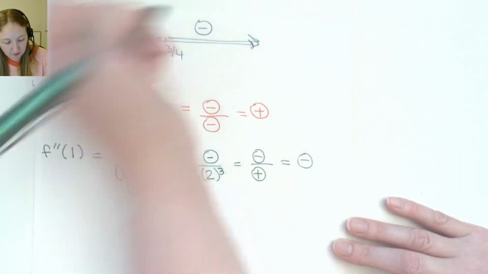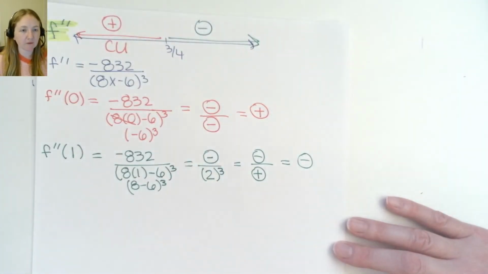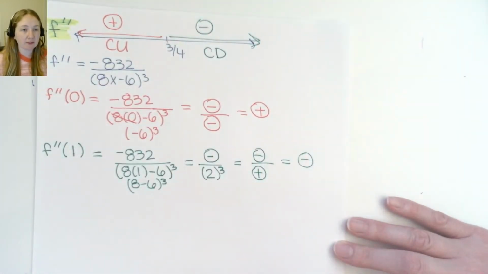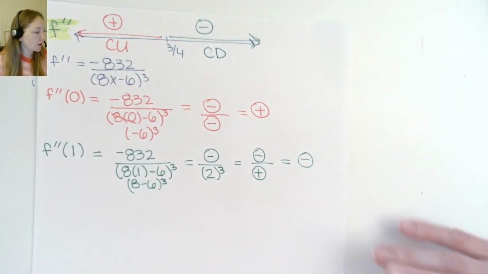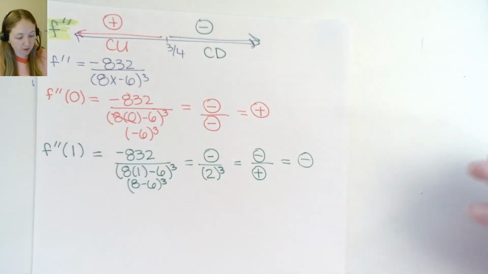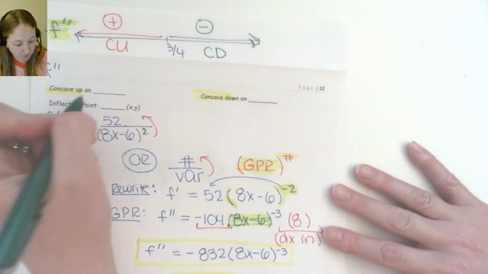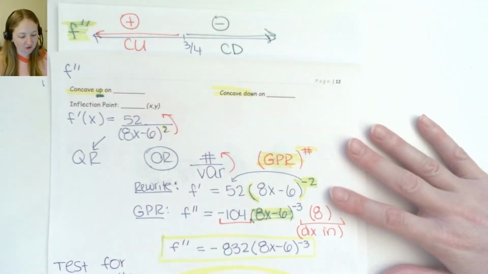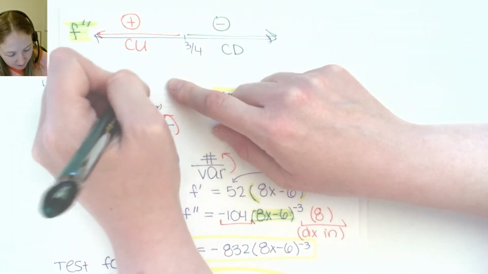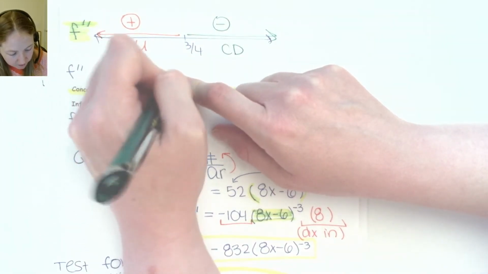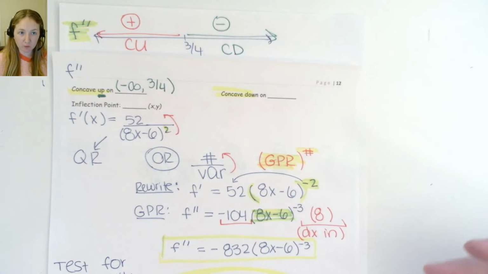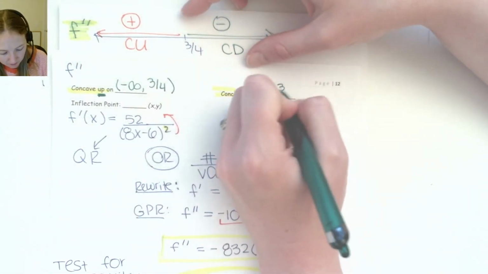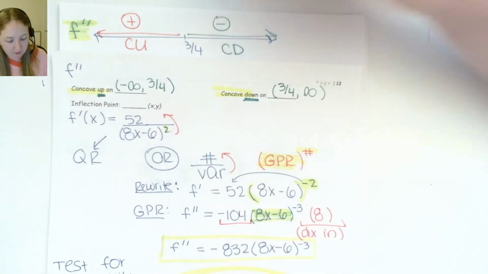Now, that negative, because we're talking about the second derivative, is going to tell us that it's concave down on that interval. So when you're working on the homework software, you will simply say that it's concave up. Always make sure you read that very carefully to make sure you're reporting the correct answer. Concave up on negative infinity to 3/4. Remember, these intervals are always with parentheses. And then concave down from 3/4 to infinity.